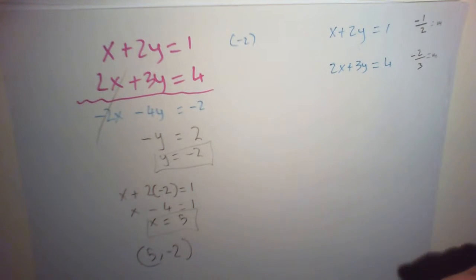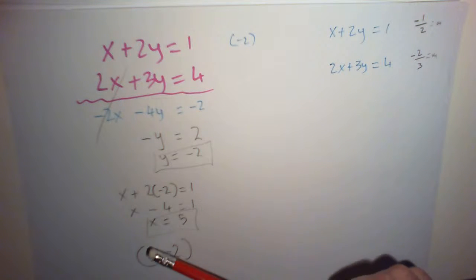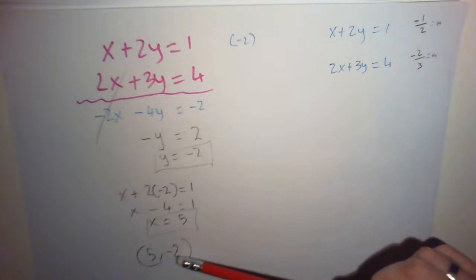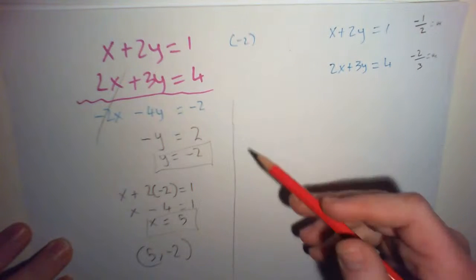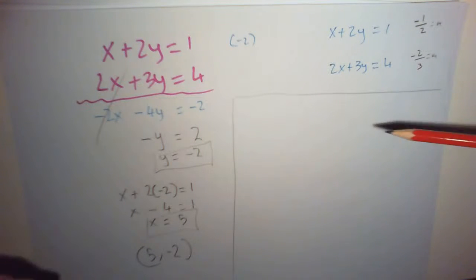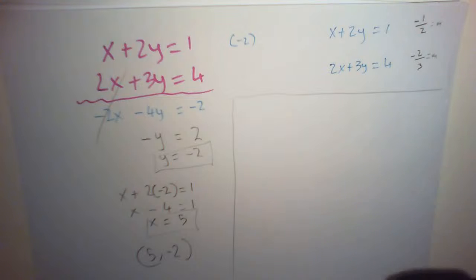The amount of people who will just leave it like that when you're asked for the point of intersection. You must deliver the answer in coordinate form. It's as simple as that, lads. No ifs, ands, or buts about it. So I'm not going to waste paper. We're going to try another one here. This time I'm going to give you a few seconds and you pause and try it yourself. So let's get going on one.